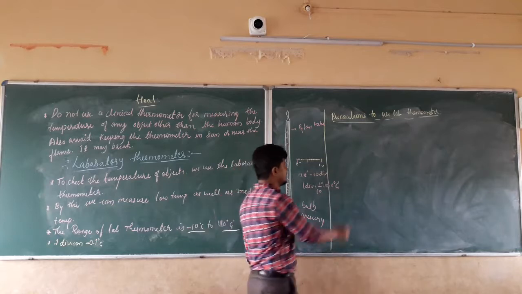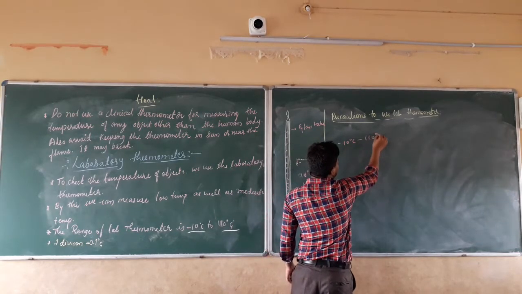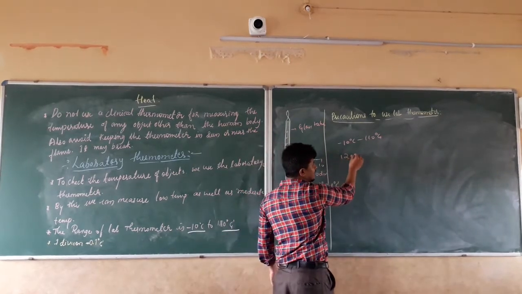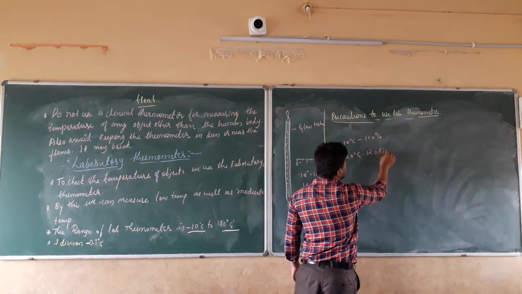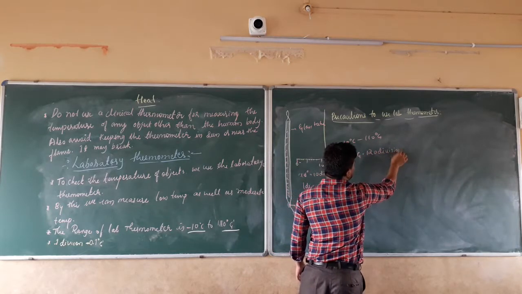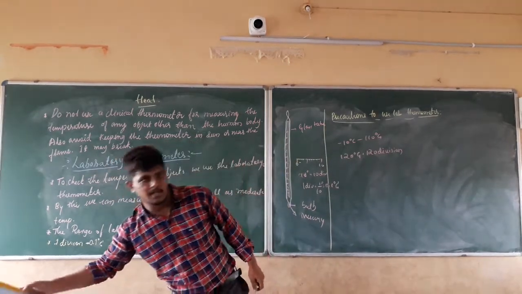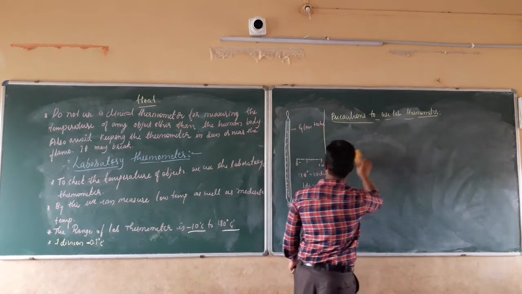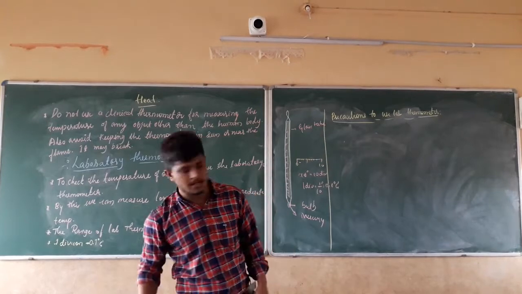That means from minus 10 degrees Celsius to 110 degrees Celsius, the total temperature will be 120 degrees Celsius. That equals how many divisions? There will be 120 divisions present in the laboratory thermometer. Clear? This is all about the laboratory thermometers, where we can use laboratory thermometers in the lab.